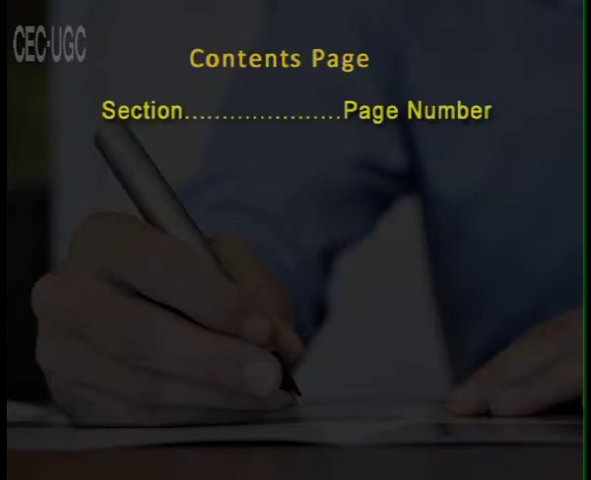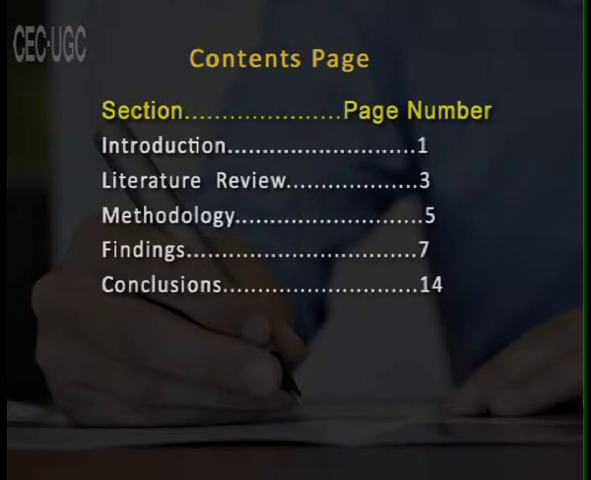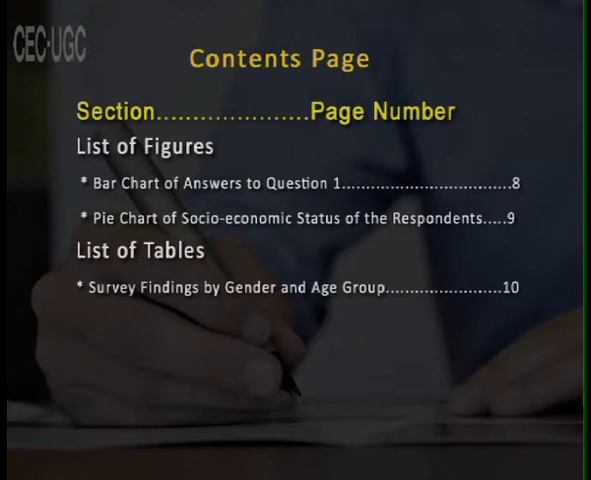The next important component of a formal report is the contents page. You can have a look at this contents page on this slide. It is divided into two columns, section and page number. The sections are introduction, literature review, methodology, findings, conclusions, recommendations, appendices, bibliography, list of figures, and list of tables if any, along with the page numbers. This is very important to get into a section which we want immediately without wasting any time. So, you can open that page and just find out. For example, if you want to know what the major findings in this report were, you can directly go to page 7 and open.